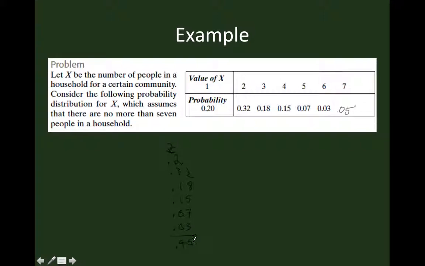Let me just double check this and make sure I got it right. Let's try that again. So 20 and 32, that's 52. That is 60 and 70. That's 75. That's 85. So I think I made a mistake there. So the sum of these is 0.85. So to make it 100%, I would need a 0.15.